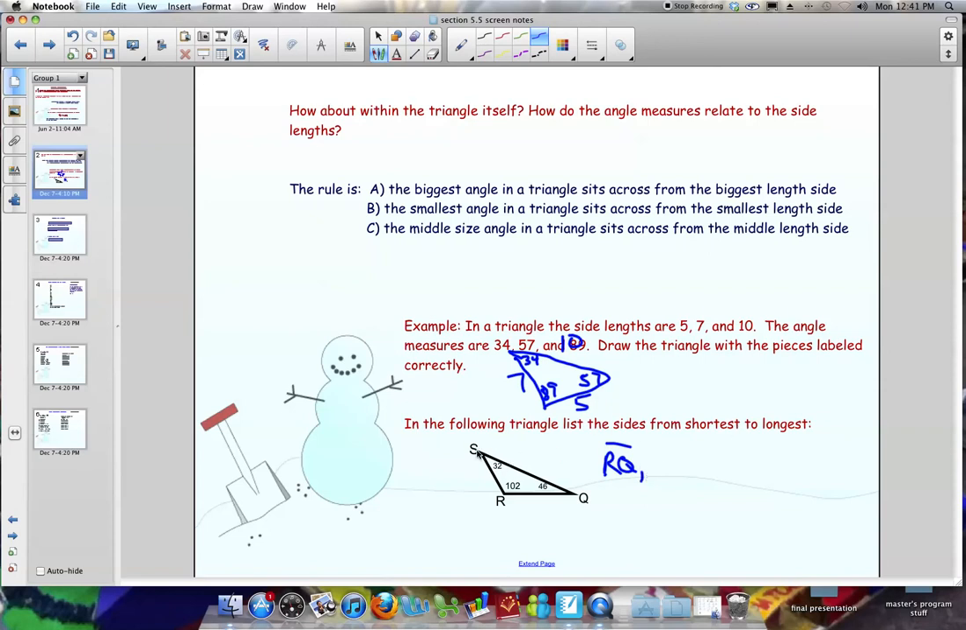Next would be the side that sits across from my middle angle. Since my middle angle is 46, the side that sits across from it, SR, would be my middle length side. And that would only leave SQ to be my longest side, and it sits across from my largest angle.